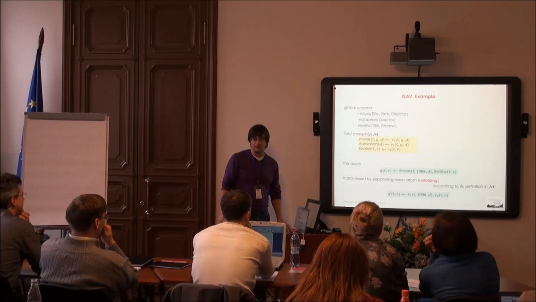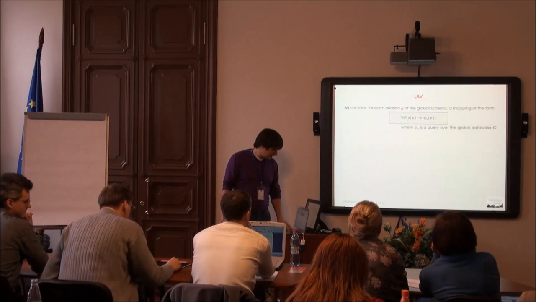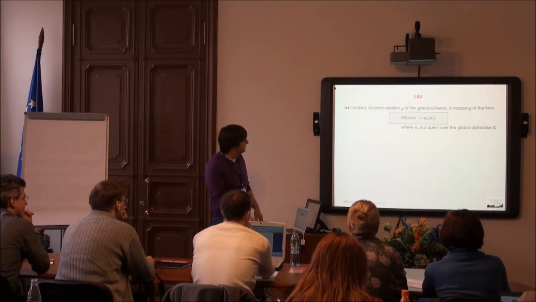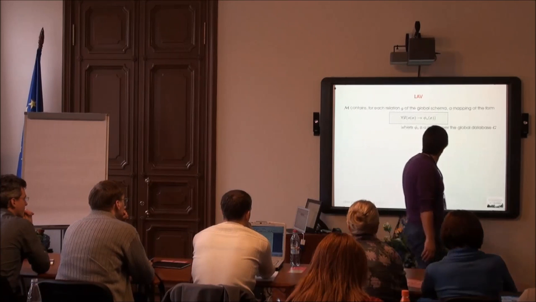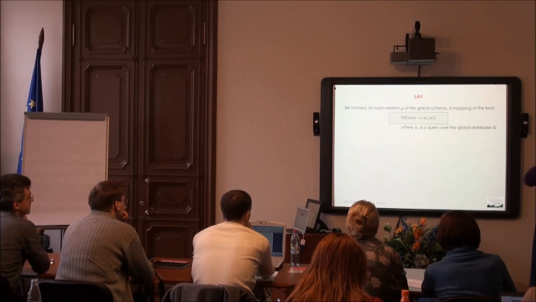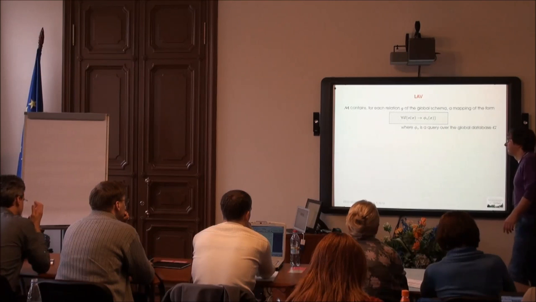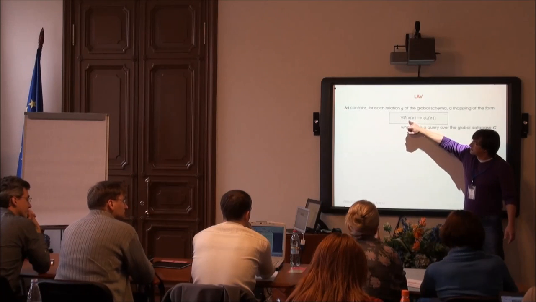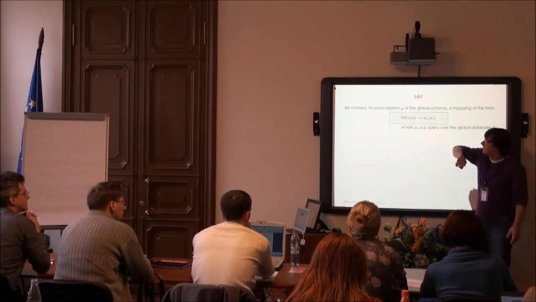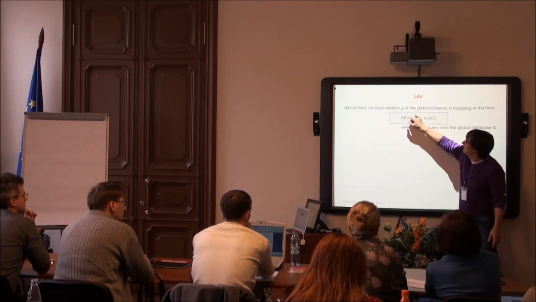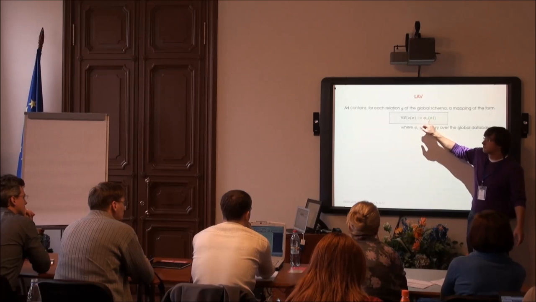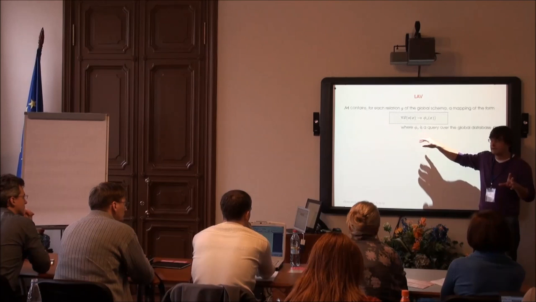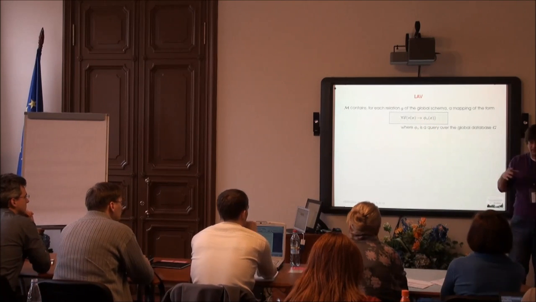So that's one approach. The other one I promised is called local as view, and as you might imagine, this is the complete opposite. We take a relation in the source database, in the local database, and say that every tuple there, every row there, gives us something in terms of the global schema. Again, this pipe here is just a query.